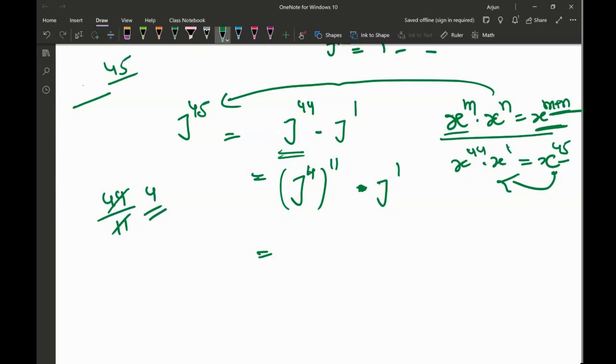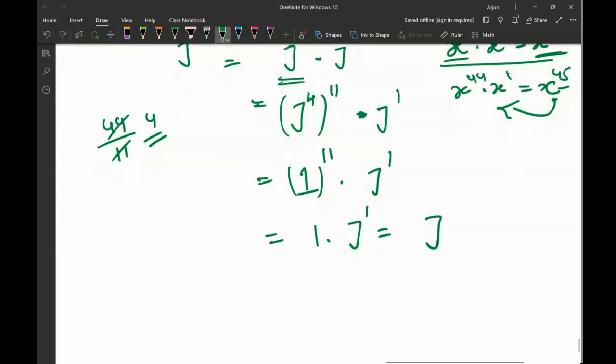Now this will be j to the power of 4, which is 1, to the power of 11 times 1, and then it will become 1 times j to the power of 1. The answer will be j.